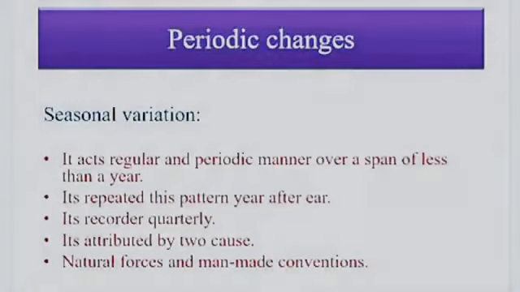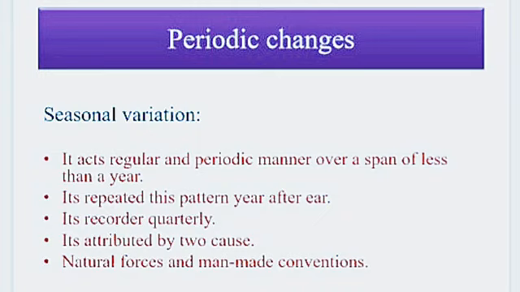The next component of a time series is periodic changes. The periodic changes are divided into two categories. The first one, seasonal variation. The next one, cyclic variation. Now we can discuss one by one. The first one, seasonal variation. The seasonal variation is due to rhythmic forces. Here, the seasonal variation acts in a regular and periodic manner over a span of less than a year, that is 12 months. It is repeated in this pattern year after year.